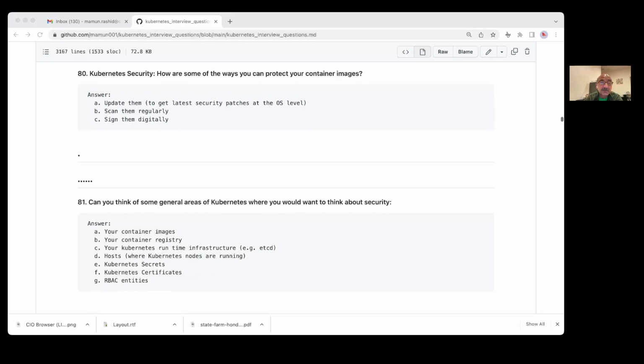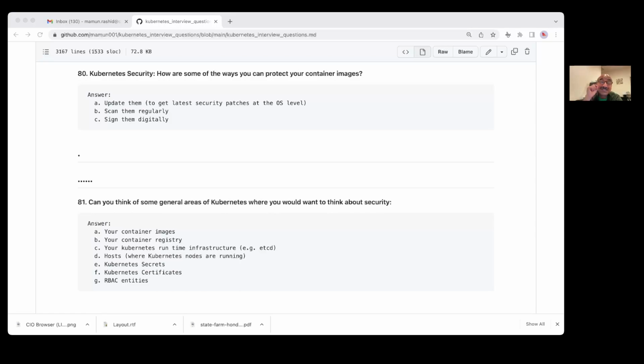All right, next question about Kubernetes security. How are some of the ways you can protect your container images? So container images, there are many things you can do, but there are the top three things I can think of right now. First of all, you have to update them so that the OS level is patched, so you're not using an older OS version that can be vulnerable by now. You should also scan them regularly for vulnerabilities against today's CVE definitions.